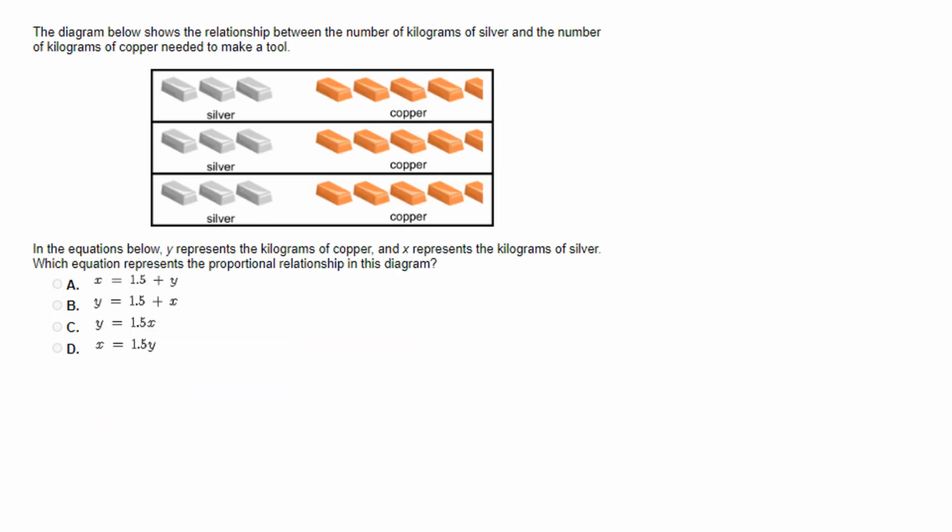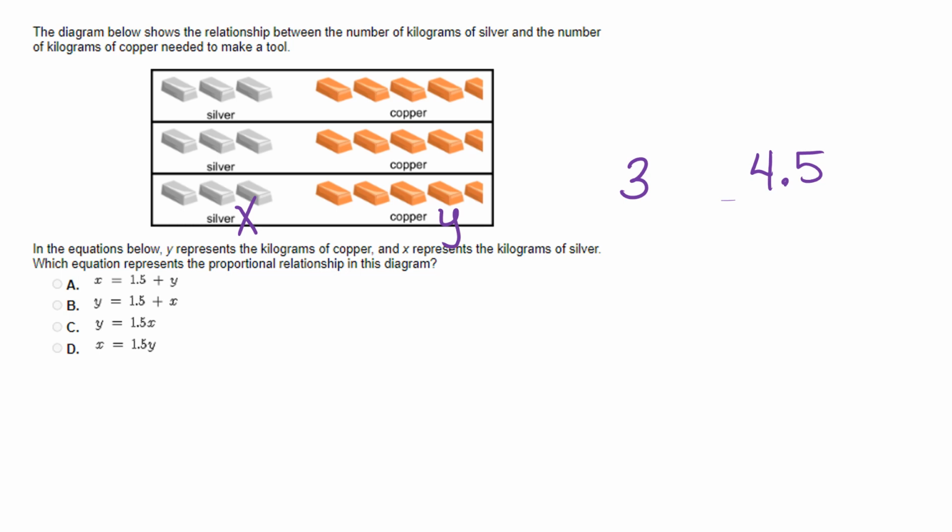Okay, the diagram below shows the relationship between the number of kilograms of silver and the number of copper needed to make a tool. In the equations below, Y represents the amount of copper and X represents the kilograms of silver. Which equation below represents the proportional relationship in the diagram? So I see that I have 3 silvers and 4.5 copper bars in each thing.